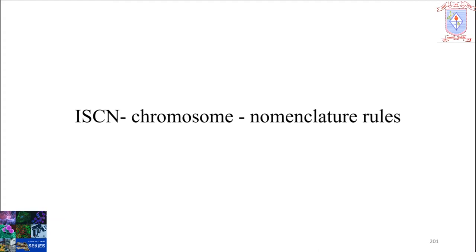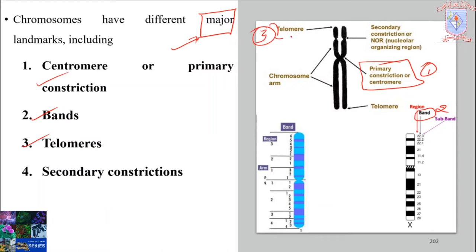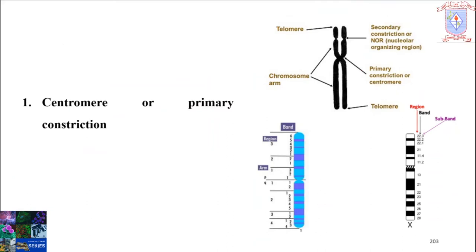First, I will describe fundamentals of the chromosomal nomenclature and the characteristic morphological features of a human chromosome. Chromosomes have different major landmarks. We are discussing the major landmarks, not the minor landmarks. So, they include the centromere or primary constriction, the bands, the telomere, and the secondary constrictions. We will discuss each of these in detail in coming slides.